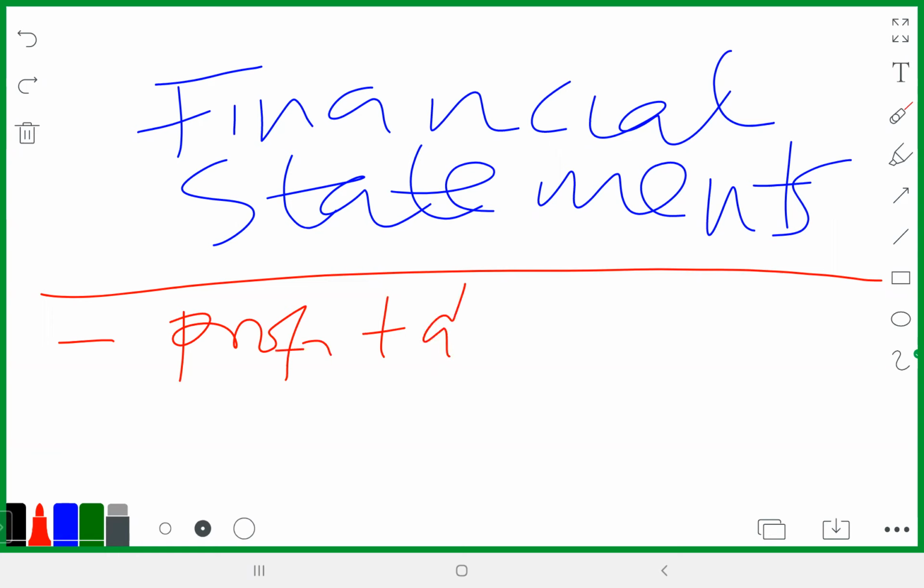We'll talk about the profit and loss statement, or the statement of profit and loss. It is also called the statement of comprehensive income. This one helps us to know if the business is making losses or it is making profits. That's what the statement of profit and loss does.